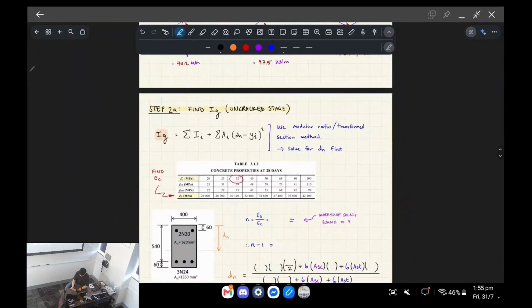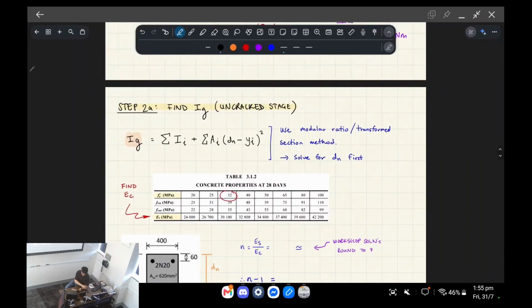Okay, next we find the uncracked stiffness, okay? What you can see on the left screen there, that's what we are going to do in the next question when we have a continuous beam, okay? It looks really annoying, but it's actually not bad.